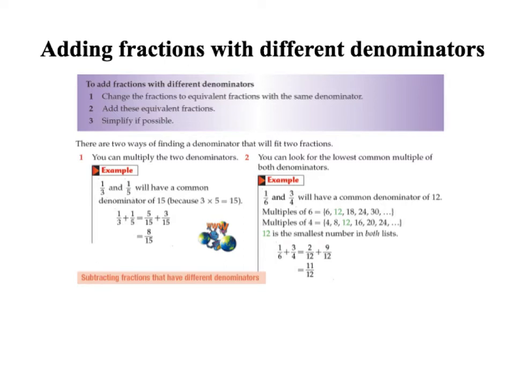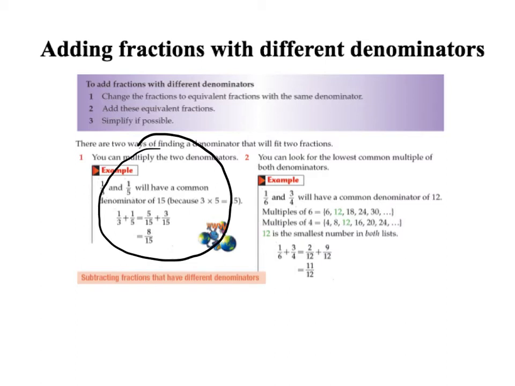Read the purple box, young people. You must remember what it says in there. Those are the instructions. You've got to commit that to memory. Write that down. To add fractions with different denominators, here are the steps. Change the fractions to equivalent fractions with the same denominator. Add these equivalent fractions and simplify if possible. I would recommend and prefer that you use this first example just here, young people.